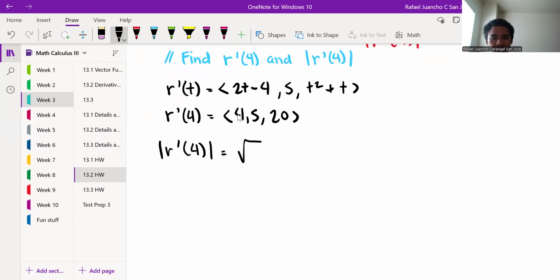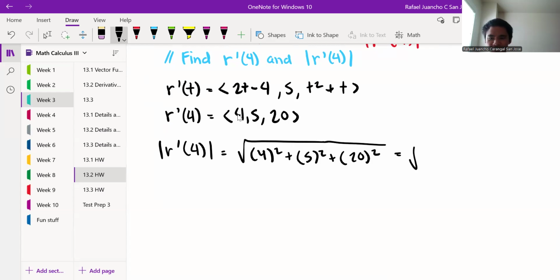So this is just the length of 4 squared, 5 squared, 20 squared. And this will give me some number that I don't know. So let me continue computing. So that's 16. Oh, 16 plus 25 plus 400, I believe. I hope I'm not wrong. Yeah, so we have 400 plus 25 plus 16 is 441. Can we square root that? Oh, we can. So we get square root 441, which is just 21. So that's my length.